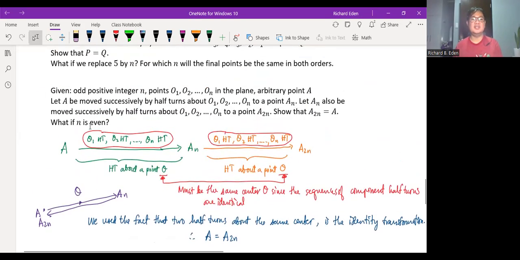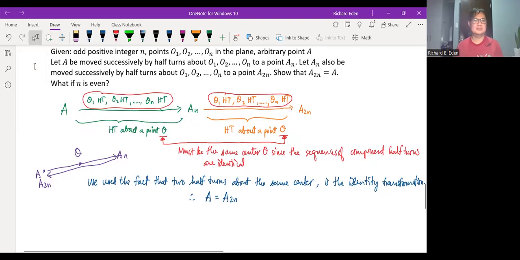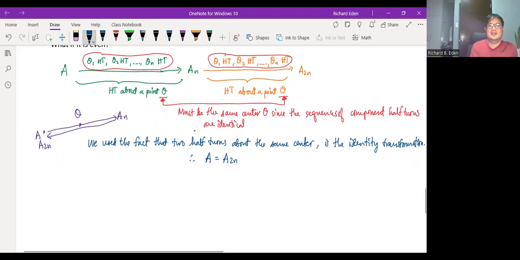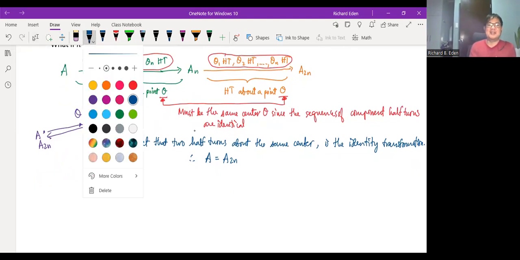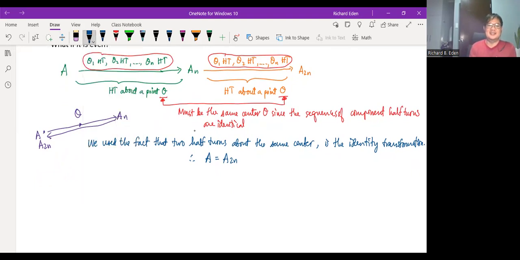This time, n is even, right? So when you do n half turns and n is even, what's the result? Translation. And so there is no center, but rather what defines the translation is a vector. So it's the same vector in the same direction, so it will go further. Therefore, it won't come back. All right, so that's what's going to happen when n is even.